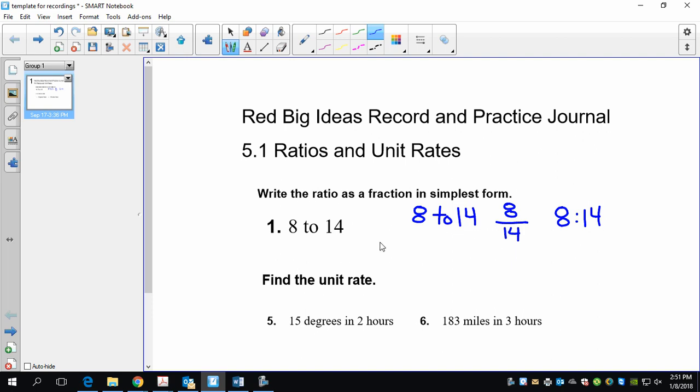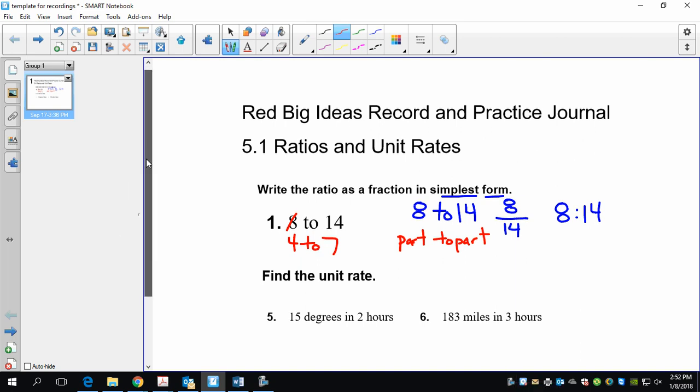Now, what number one is asking us to do is make sure we're putting our ratio in simplest form. So we would figure out that 8 and 14 both have 2 in common. If I cut 8 in half and cut 14 in half, my ratio in simplest form would be 4 to 7. Now again, when we're dealing with ratios, we are talking about a part to part comparison. We are comparing one part to another.